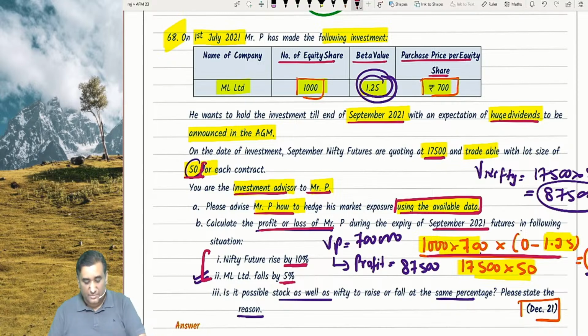Once you get the first part answer, advise how to hedge market exposure. What position should we take in Nifty futures, long or short? Short. Already he is long, so take a short position. Tell me the number of contracts to be short.